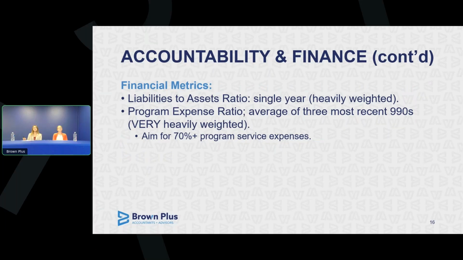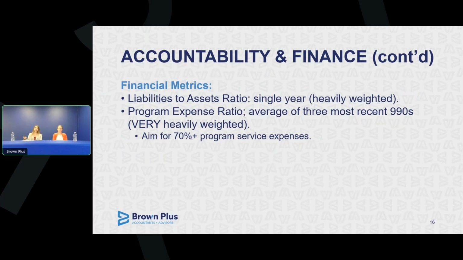They're obviously also going to look at your program expense ratio. So one of the pages of the 990 is the functional expense schedule, where they will have you list out all of your expenses and then functionalize it either as program, management and general, or fundraising. So they're going to look at your total program expenses as a percentage of your total expenses, and they want to see that be about in the 70% range. And this is a very heavily weighted area.